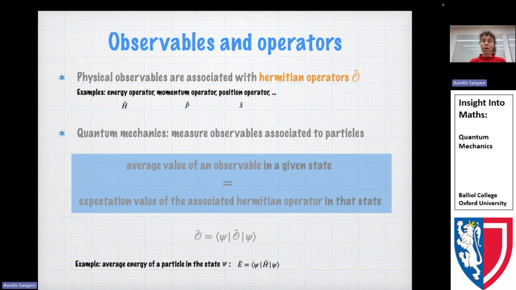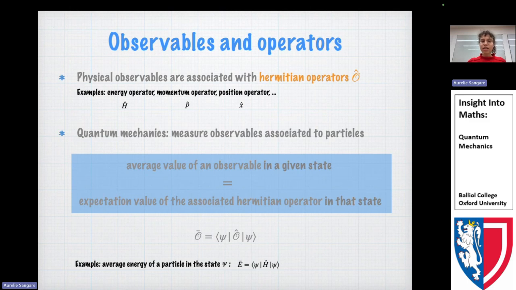And then similarly to momentum, you can associate a momentum operator. Position has an associated position operator, and so on. And now remember that in quantum mechanics, you perform measurements, you measure physical observables, and to the outcome of these measurements, you associate probability. So you want to compute the value and actually the average value of observables when your particle is in a given state.